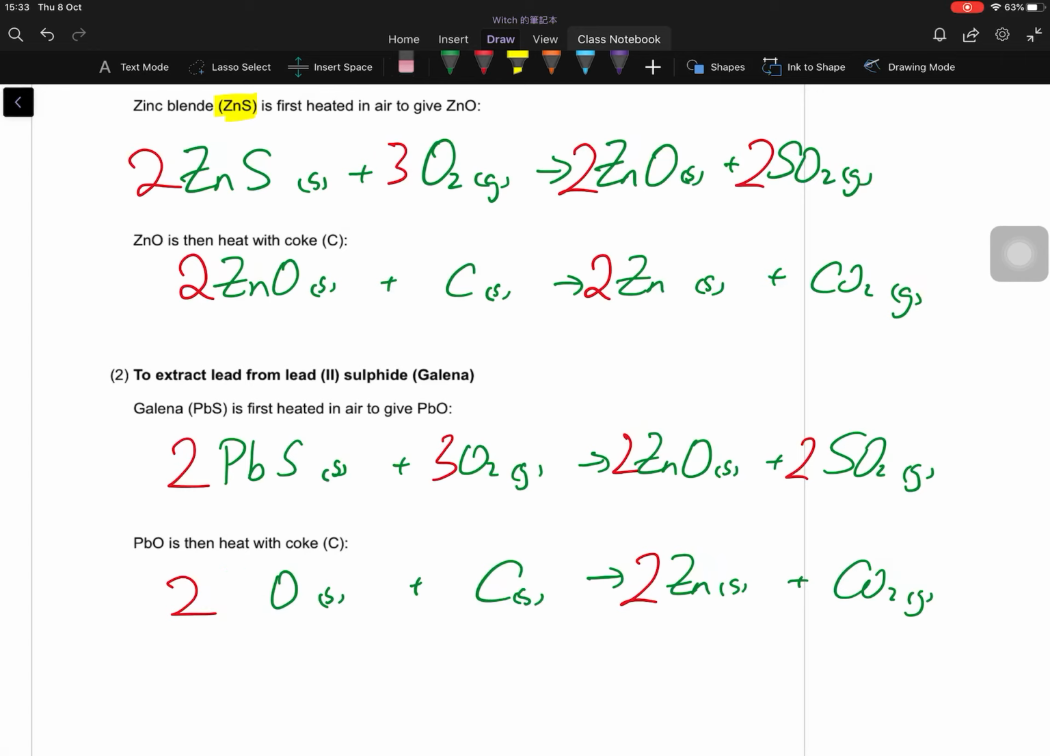Oh, is something wrong? Yeah, because you can see both zinc ion and lead-2 ion, the charge is the same, so their coefficients should also be the same, like this, okay?